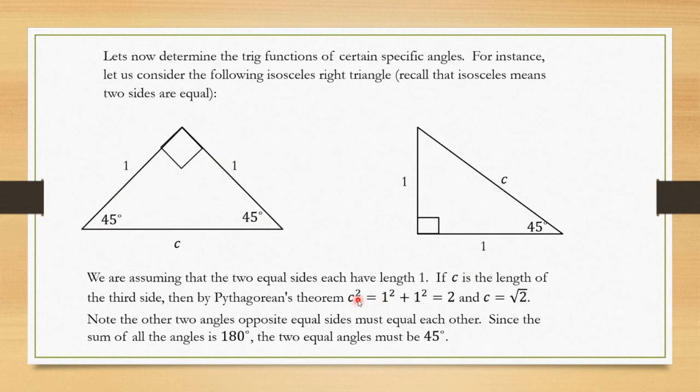Okay, so from here we have C squared is 1 squared plus 1 squared, which is 1 plus 1, which is 2. Well, if C squared is 2, that tells us C, this side, must be radical 2. The square root of 2, that is. Okay, now this is good.